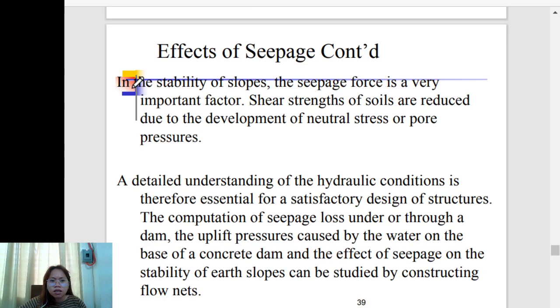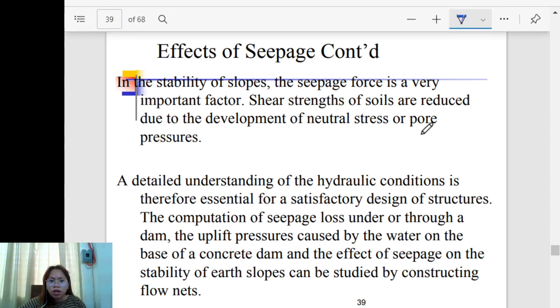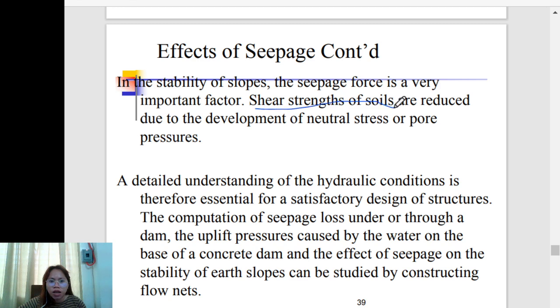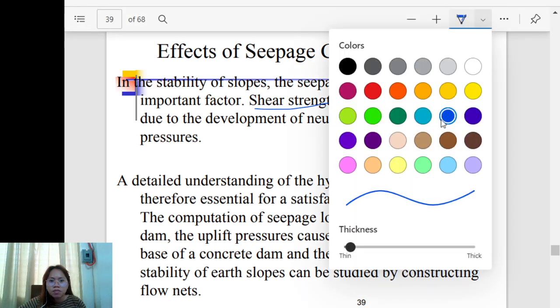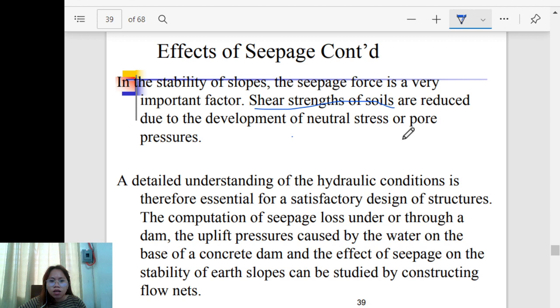Another effect is on the stability of slopes; the seepage force is a very important factor. Shear strengths of soil are reduced due to the development of neutral stress or pore pressure, because of too much pore pressure. Meaning pore pressure is the presence of water in the soil. That is why there is a tendency for the stability of the slopes to decrease or be lost.